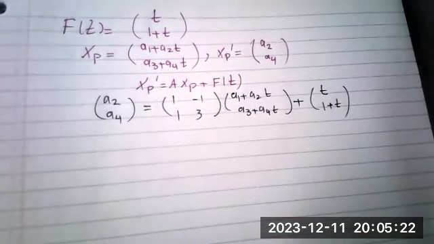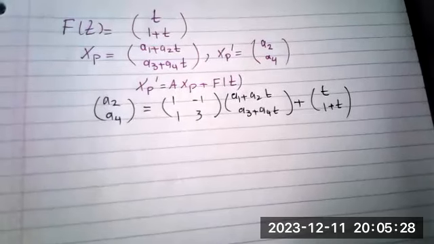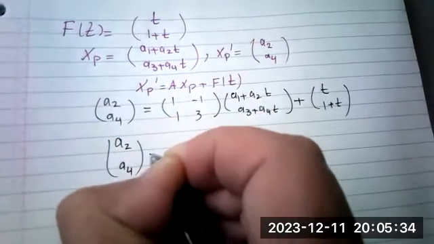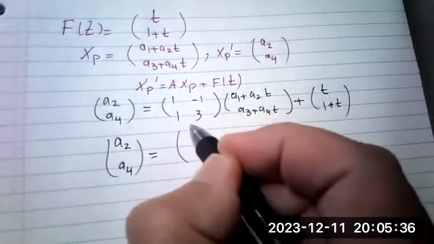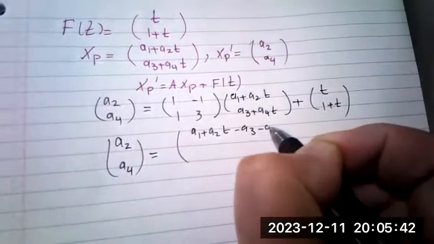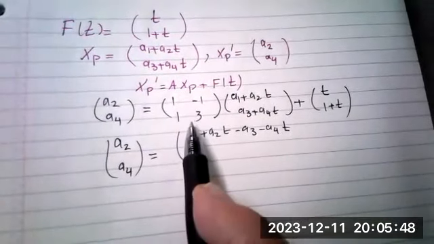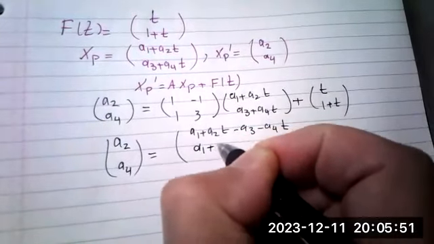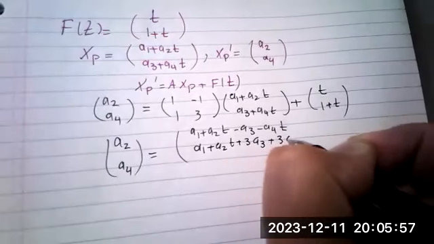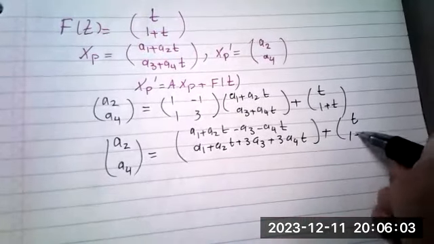You have to simplify it. Just use the fact that the polynomials are the same as usual: the coefficients of the monomials are going to be the same. So you have to multiply. A2, A4 is going to be equal to multiplying this one. That gives you A1 plus A2 t minus A3 minus A4 t, from multiplying the first row. Now I multiply the second one. That gives me A1 plus A2 t plus 3A3 plus 3A4 t. Now plus t, 1 plus t.